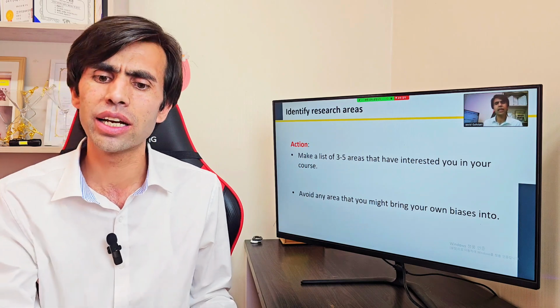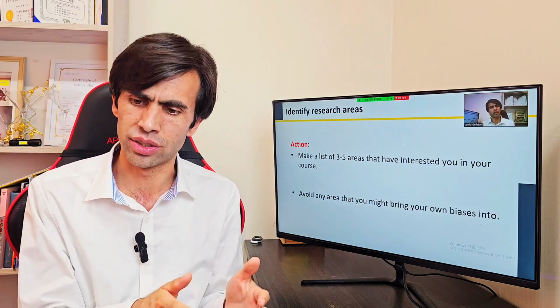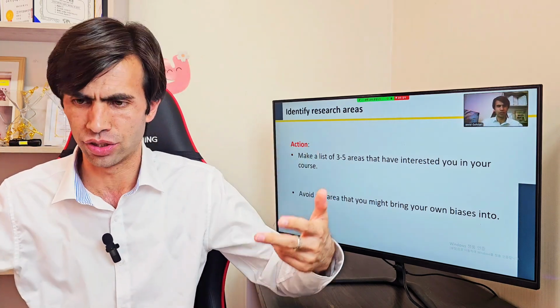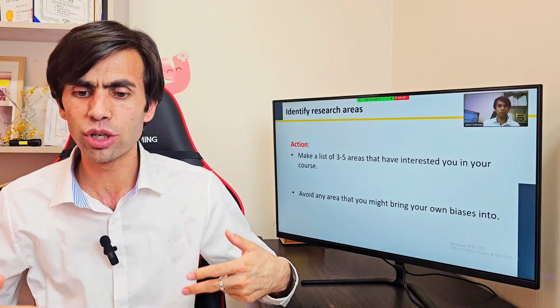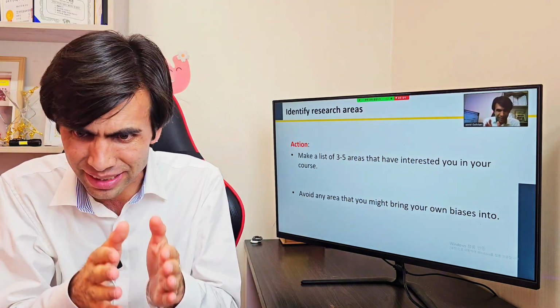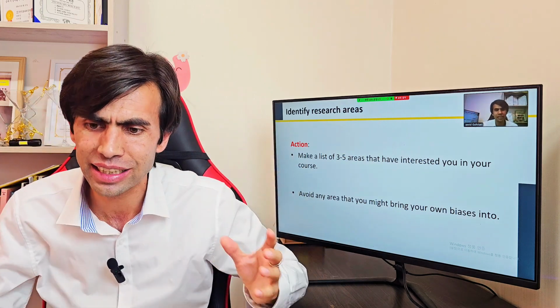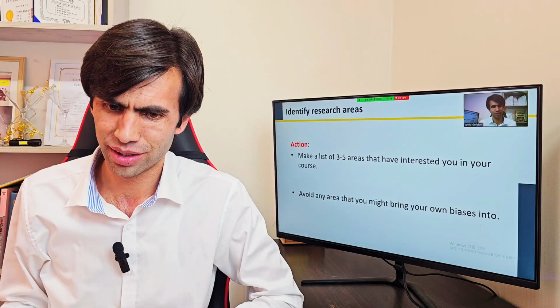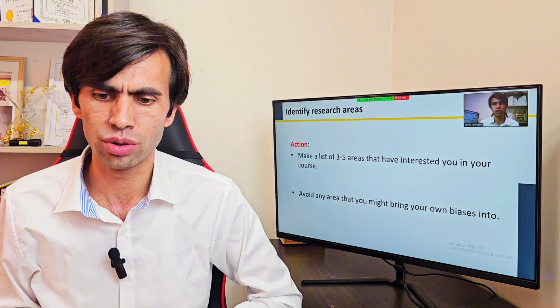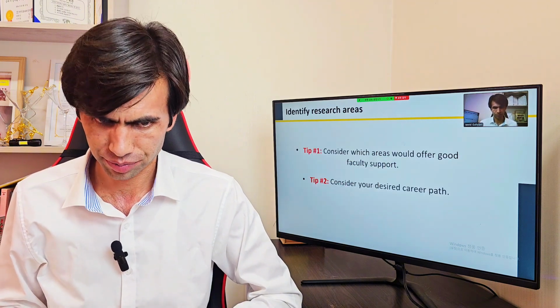Try to avoid any area that you might bring your own biases into, your emotional biases, your emotional touch. You have to be interested, but that interest should come from your research interest rather than your emotional biases. So avoid any area that you might bring your own biases to.